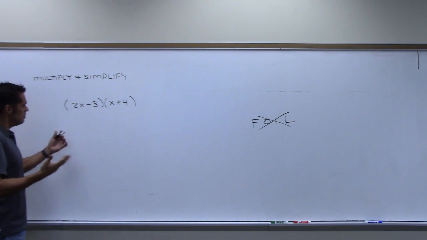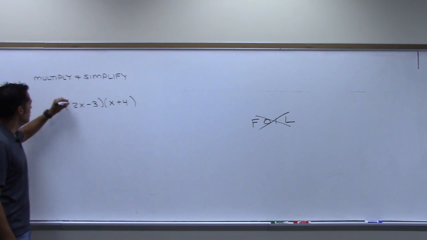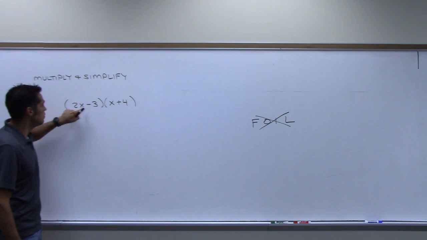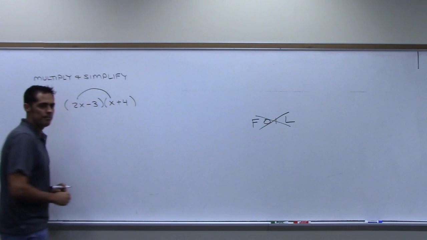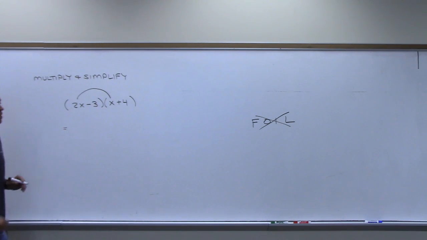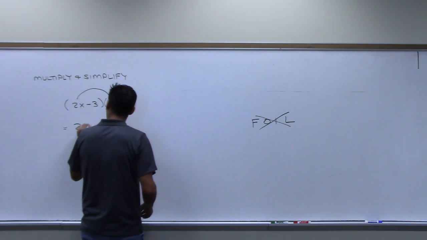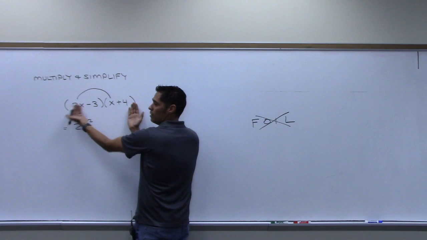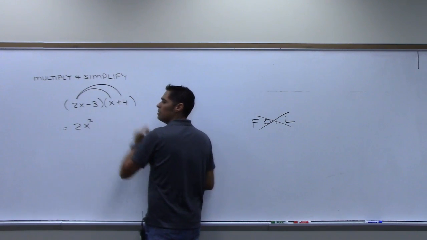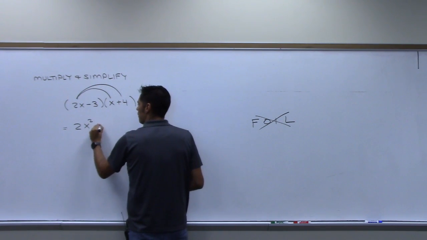All right? But let's try and follow it. What I'm supposed to do is take the first two and multiply them together. Here are the first ones, right? So that's really multiplying this times this, right? Okay, let's do that. What's 2x times x? 2x squared. All right, great. Wonderful. Now I'm supposed to multiply the outer ones. The outer ones are these two, right? 2x times positive 4, which is 8x.